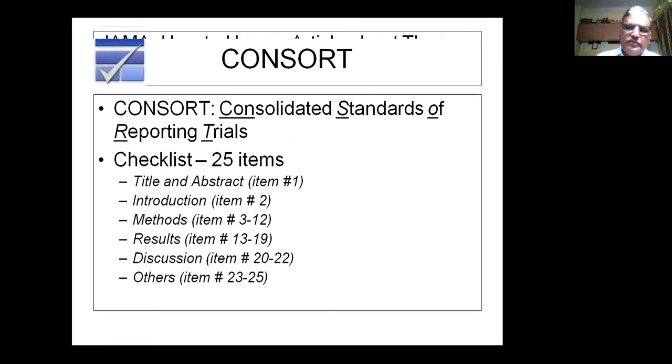And then came the CONSORT guidelines for RCTs, in 1996 with subsequent revision in 2010. It's Consolidated Standards of Reporting of Trials, typically looking at 25 items. I am not going to get into the details, but how the title and abstract have the word randomized, how the introduction should be. In methods, there are items 3 to 12. Results are 13 to 19, discussion 20 to 22, and others 23 to 25. So this is a good way to look at it when you look at an RCT, whether you are writing your own or reviewing someone else's, whether all these items are covered as in the checklist.